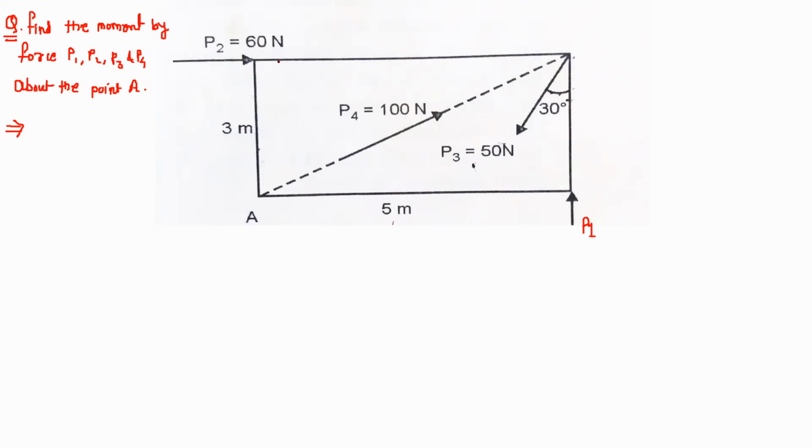So what is given in this problem? This is one object. It's a rectangular object, and at different locations forces are acting: P1, P2, P3, P4. So P1 is acting here. We will take this point B, this is point C and this is the point D. So P1, this value, is equal to 20 Newton.